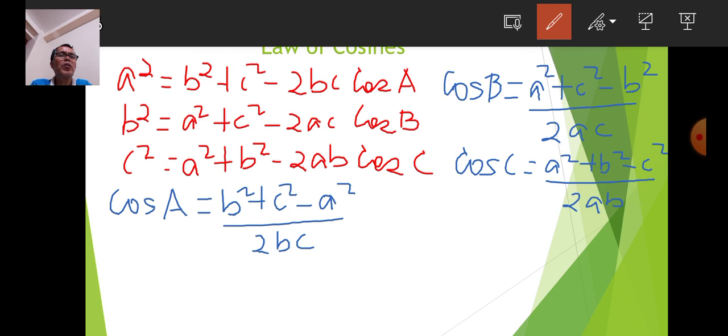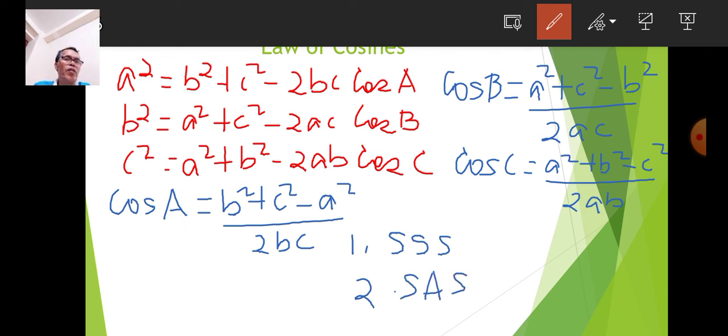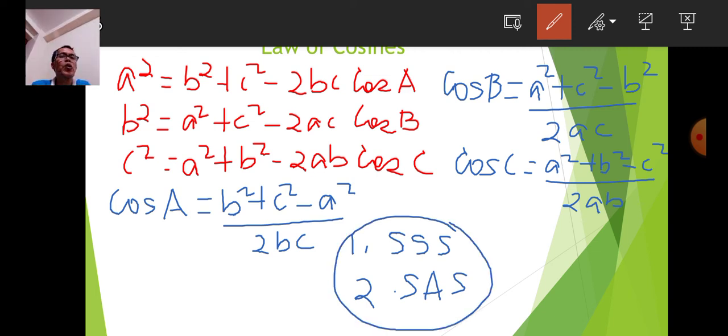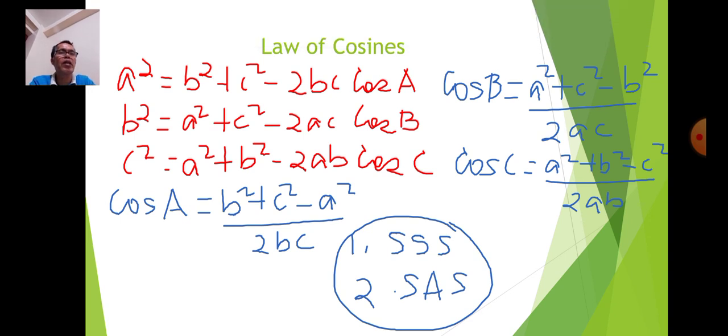Now, there are two conditions in order for us to use the law of cosines. The law of cosines can only be used in an oblique triangle if, condition number 1, the three sides are given, that is the side-side-side postulate. And condition number 2, you can use the law of cosines if the two sides and the included angle are given, that is the side-angle-side postulate. So these are the two conditions in order for us to use the law of cosines.